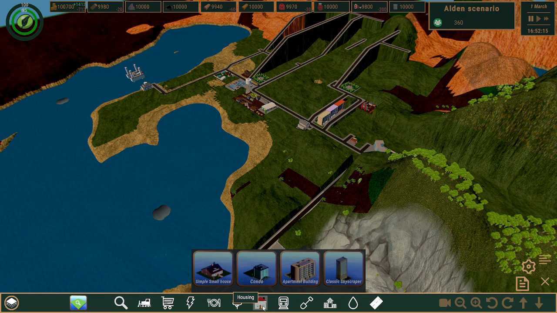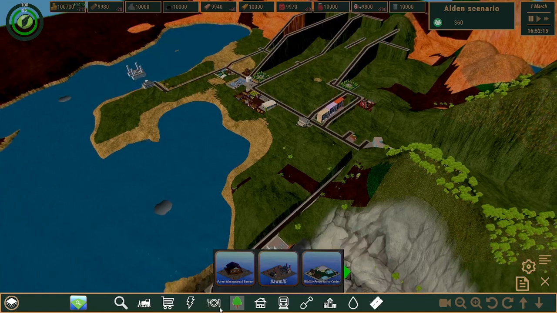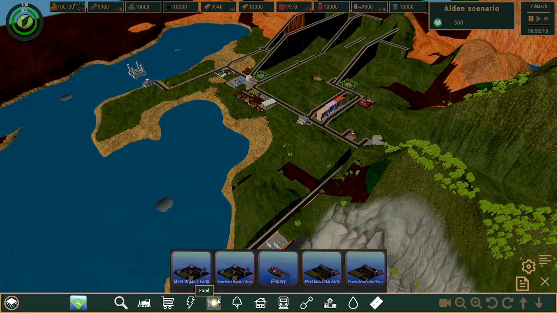Then you have all the different types of housing, from the simple small house up to a skyscraper. A few buildings are concerned with forestry and natural resources such as trees and animals. You also have various ways to produce food, such as organic farm, industrial farm, or some fisheries.